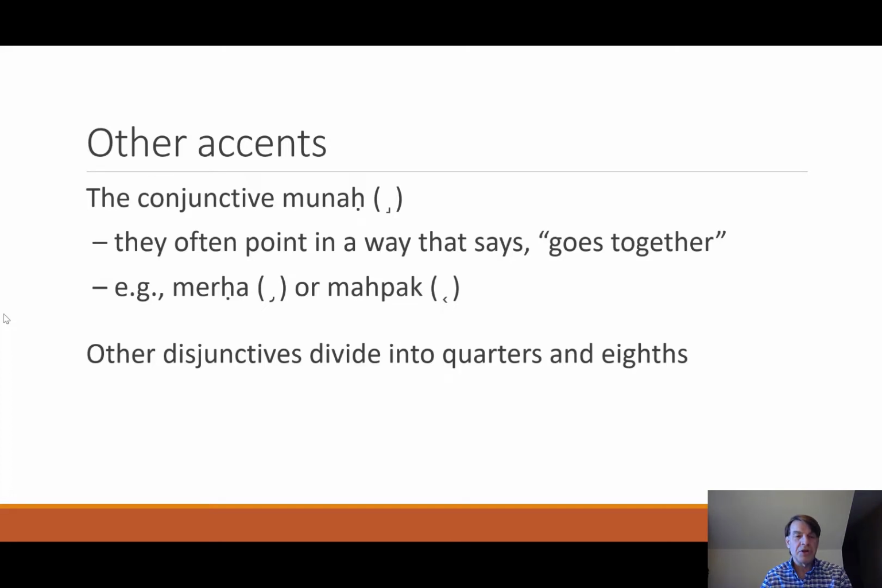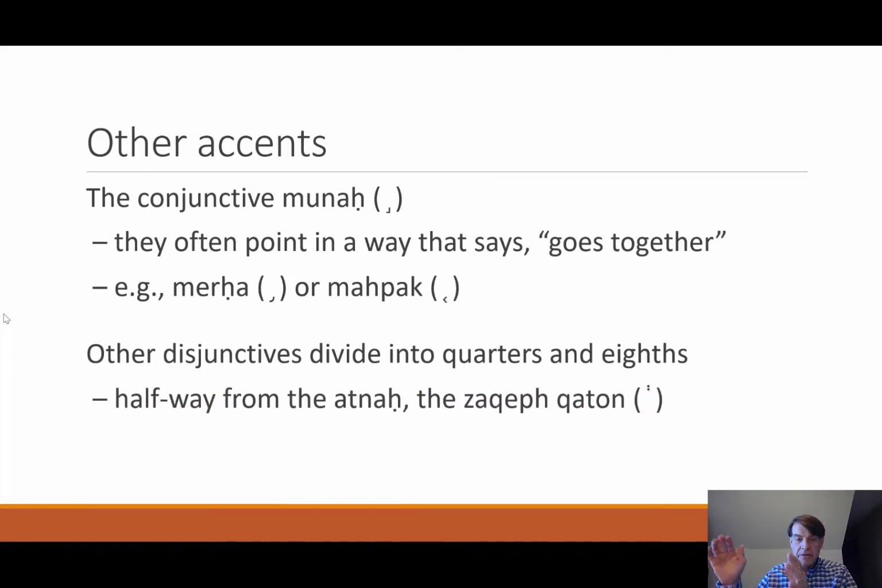There are some other disjunctives. If you go from the beginning of the verse to the atnak, or from the atnak to the end of the verse, and divide the first half and the second half in half, then you've got something called the zakef katon. This is an accent that looks like a shavah, but it's above the word. The zakef katon says we're halfway to the atnak, or halfway from the atnak to the saluk. So that's a disjunctive that divides the verse into quarters, as it were, the first quarter and the third quarter.